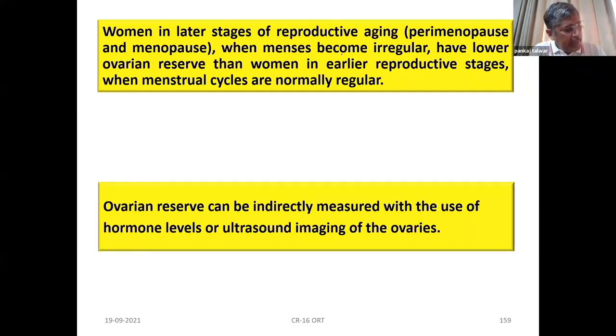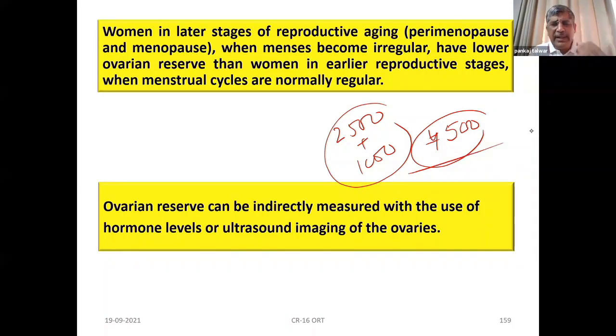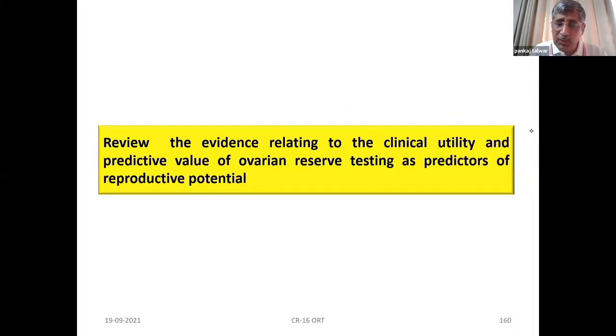And I've told you, the average amount of money, which always touches my heart, that we charge to assess ovarian reserve in a woman is around 2,500 plus 1,000 rupees. That's the minimum we charge her. Somewhere it touches around 5,000 or say 4,500 rupees. It's a huge amount. Let's see how we can avoid spending so much money and still get a good outcome. That will be the motto of my talk.